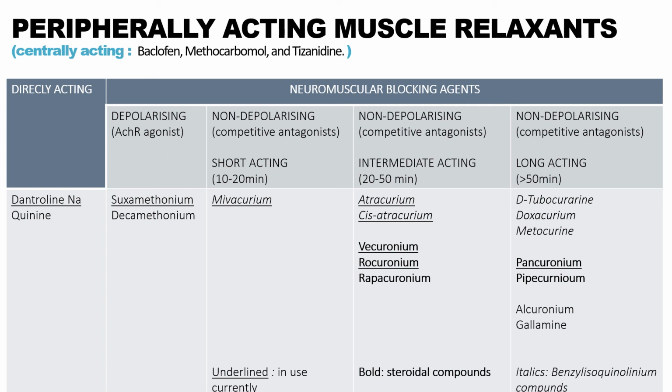At the end of this, I would again go through the classification for your easy remembrance and revision. Peripherally acting muscle relaxants are broadly divided into directly acting and neuromuscular level blocking agents. Directly acting examples are dantrolene sodium, quinine. Neuromuscular blockers, depolarizing examples are suxamethonium, decamethonium. Non-depolarizing short-acting, mivacurium. Non-depolarizing intermediate-acting, atracurium, cisatracurium, vecuronium, rocuronium, rapacuronium. Non-depolarizing long-acting, D-tubocurarine, doxacurium, metocurine, pancuronium, pipecuronium, alcuronium, and gallamine.